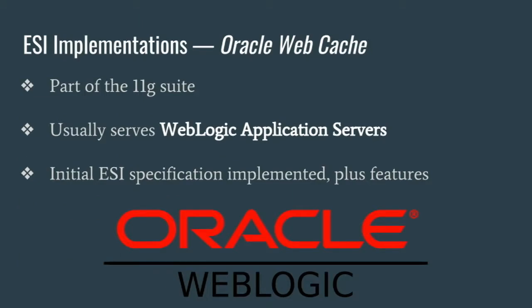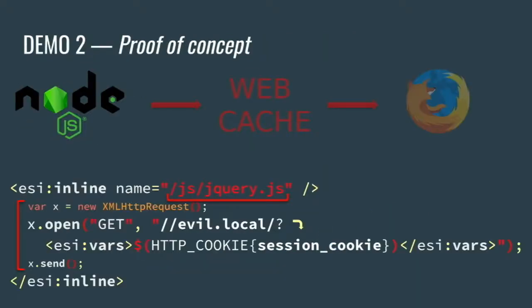The second feature that I looked at is Oracle Web Cache. Oracle Web Cache is also a high-profile target to me, and Oracle also implemented bonus features, some of which are insanely dangerous. The first one that I was interested in is the ESI inline tag. The ESI inline tag allows you to take an arbitrary cache entry and replace its content. What could go wrong? So here you have jQuery.js that is going to be sent an ESI inline tag, and the content of the tag is the content that you want inside of that entry.